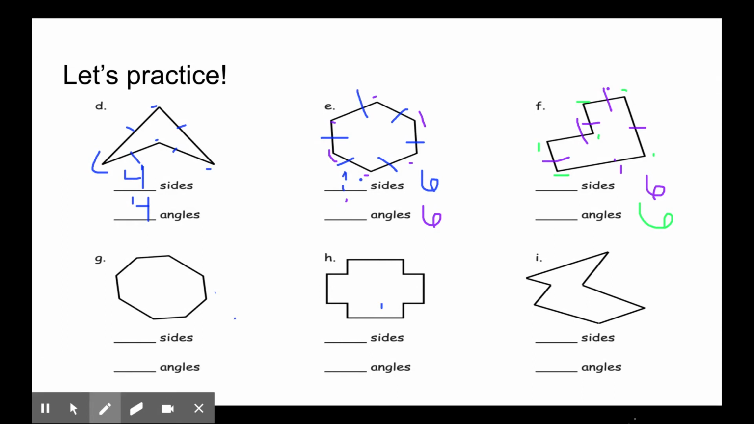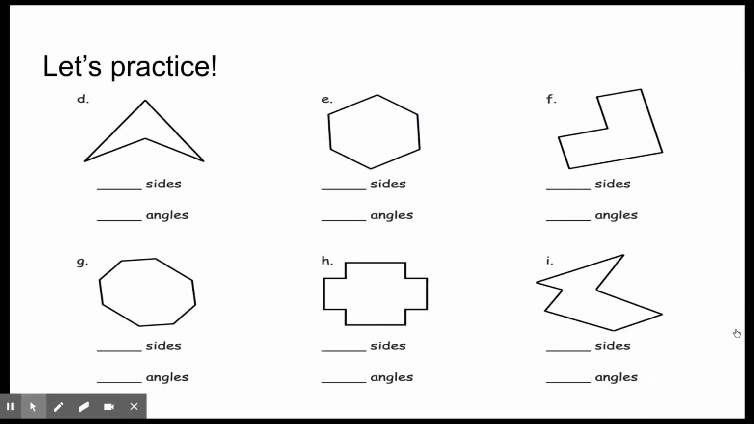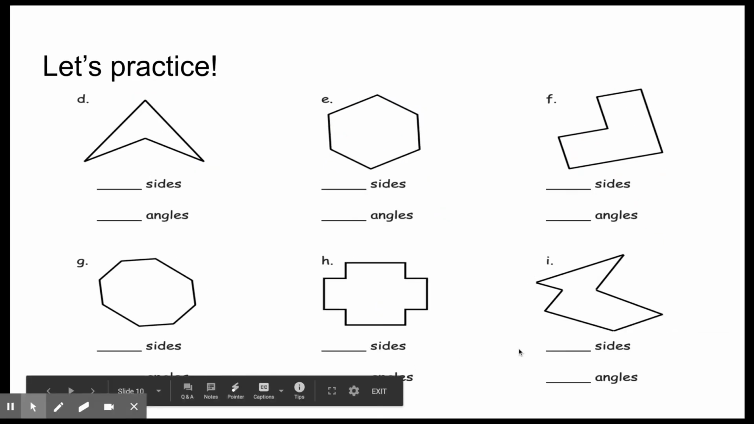See if you can figure out how many sides and how many angles for each one. Press pause here so you can figure it out. Once you've figured them out, come back and see if your answers are right. By now, you should have figured out G, H, and I. Check to see if your answers match mine.